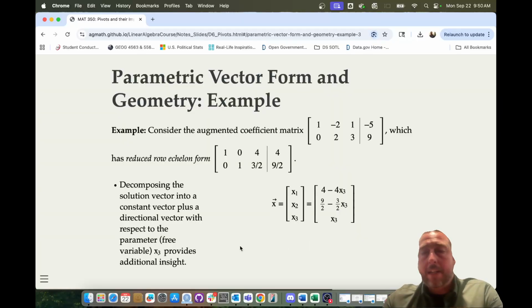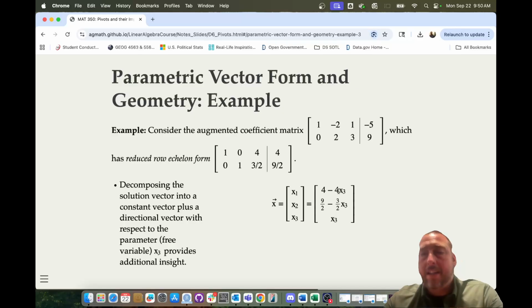From there, we can decompose. So we can decompose into a constant vector. So the constant in this first component is 4. In the second component, it's 9 halves. Neither of those is attached to a variable or to a parameter. And in this third component, my constant isn't listed, but it's 0. I have nothing plus x3. And so my constant vector is going to be 4, 9 halves, 0.